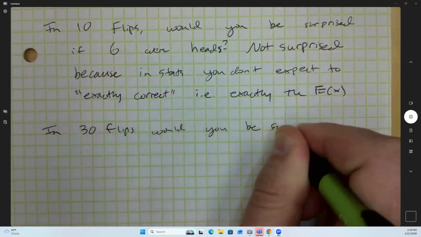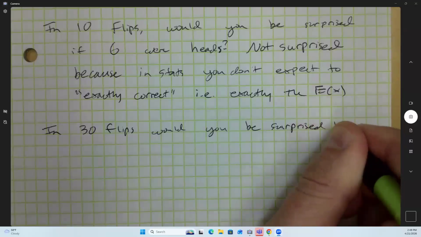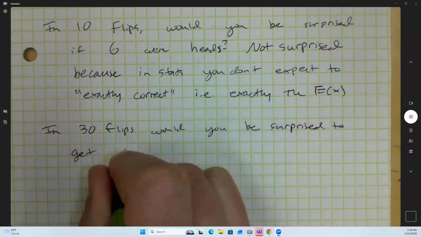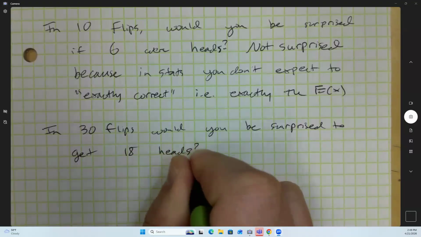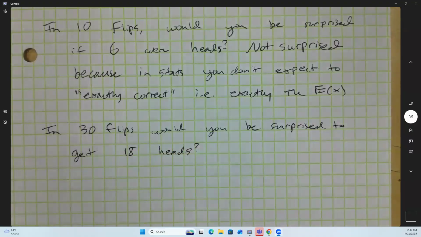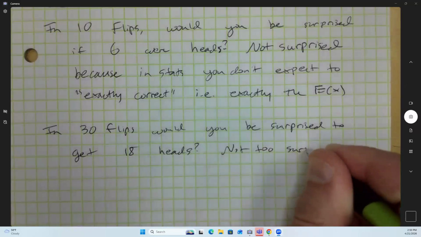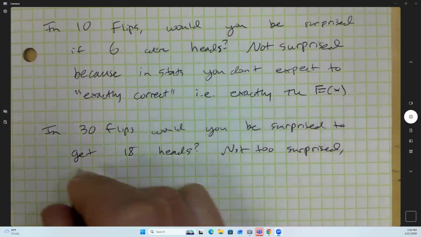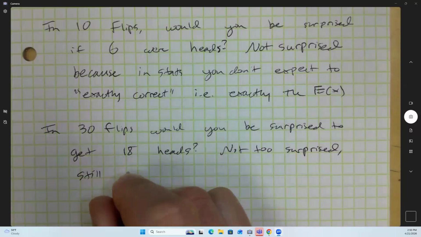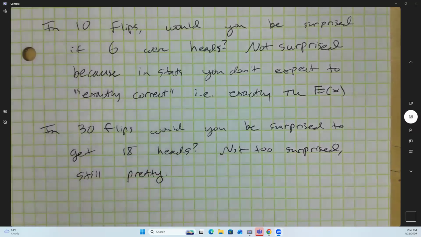would you be surprised to get 18 heads? Talk about that with your neighbor. Joel? Further out from the 6, but still with the number. All right, it's still pretty close. I mean, that might be like Dorothy seeing one Technicolor flower. Maybe I didn't expect it, but that could happen in Kansas, right?